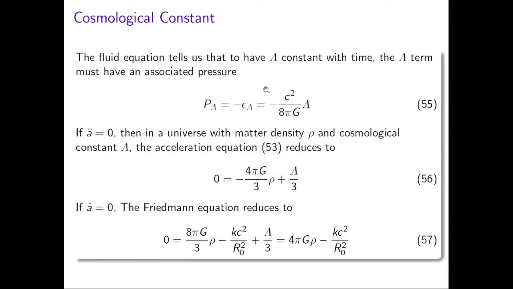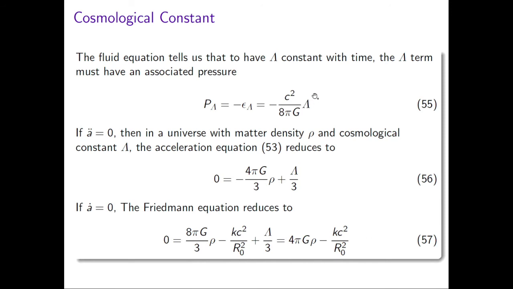And so the fluid equation also tells us that to have the lambda constant with time, you also need a pressure factor to be taken into consideration, because density also has to be constant. So you have pressure in terms of lambda equals minus energy density times lambda, that is minus c square by 8 pi g times lambda.